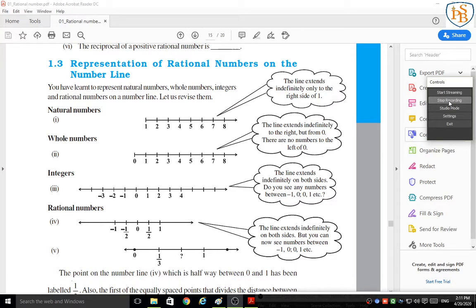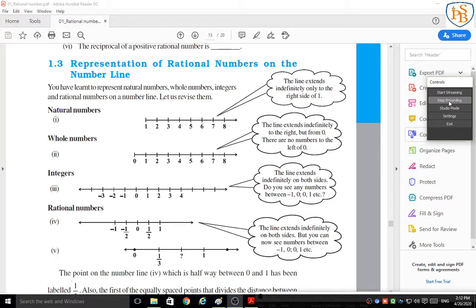In the last video we studied the operations on rational numbers: how to add rational numbers, how to multiply them, and how to divide them, with the different types of properties. But today we have to study how to represent rational numbers on the number line, how to find the rational numbers between two rational numbers, and how to find the middle rational number of two other rational numbers.